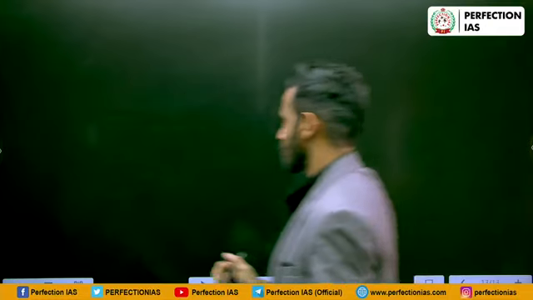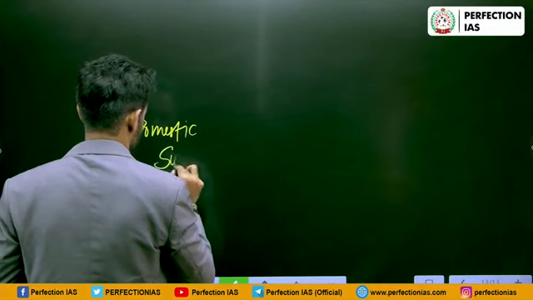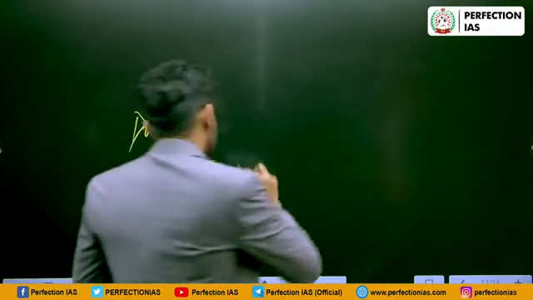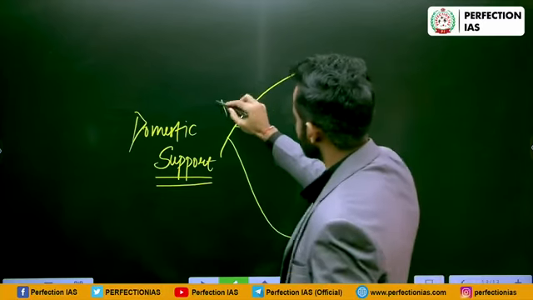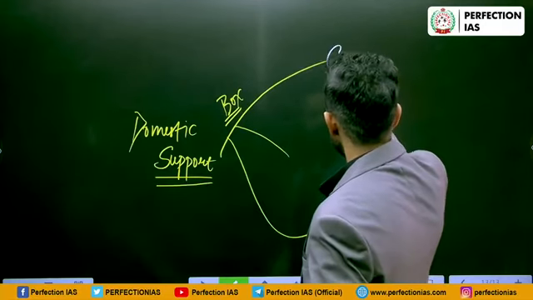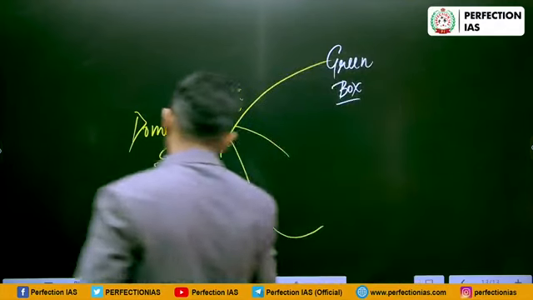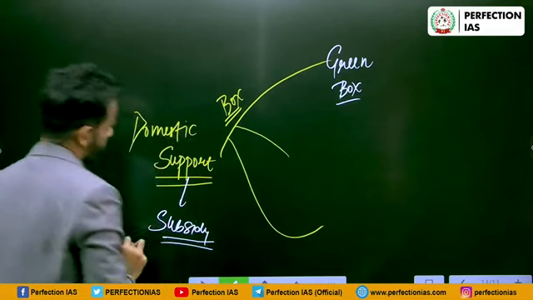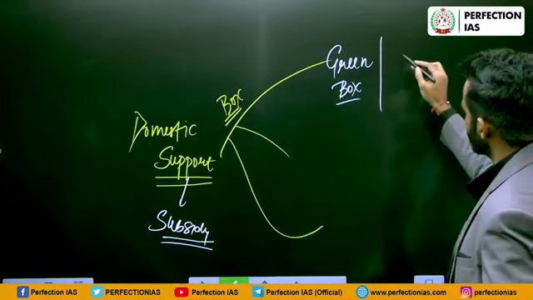Now this domestic support is subdivided into different components, and this is divided in terms of boxes. First is the green box. Support, in the simplest sense, means subsidy. Okay, so the green box will have those subsidies which do not distort trade.